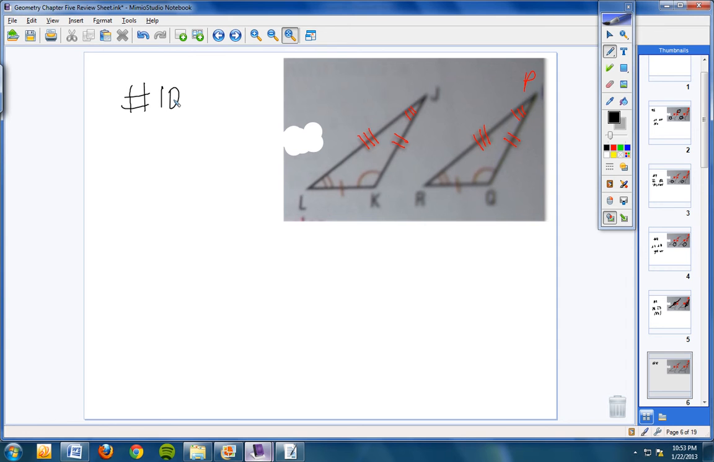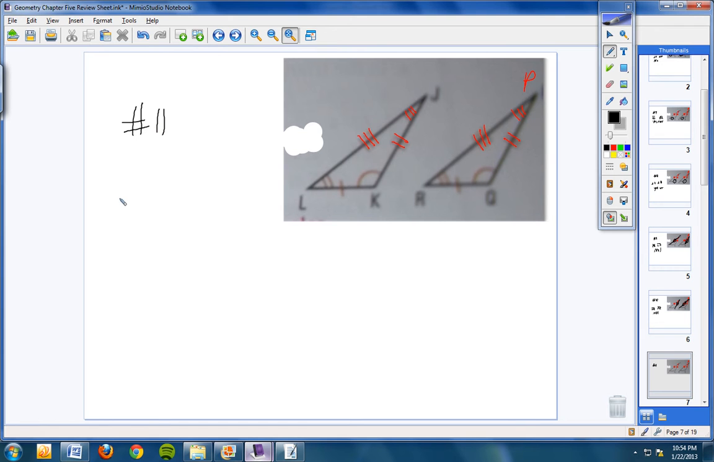Number 10, we are comparing JK and PR, those two sides. Well, let's see. JK is right here. It has 2 marks. PR is right here. It has 3 marks. So the answer is no. These are not corresponding parts. Let's take a look at number 11.